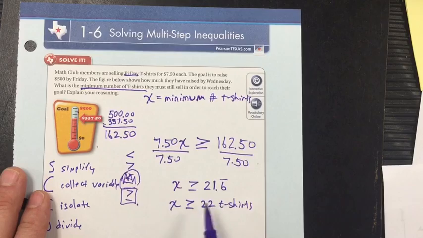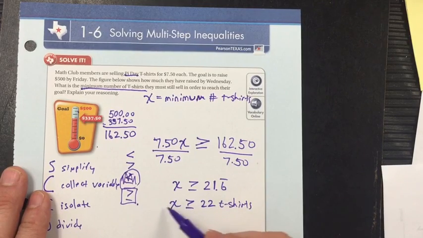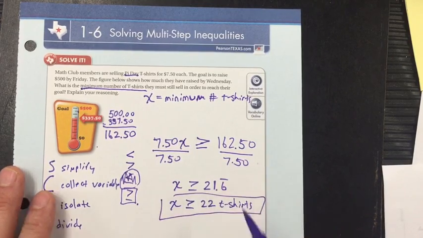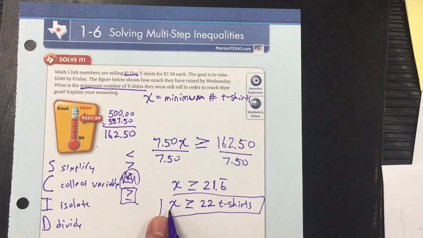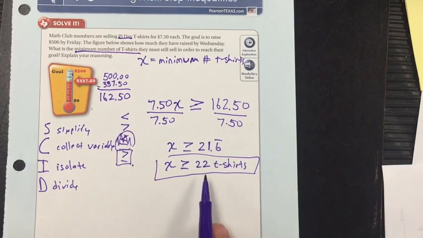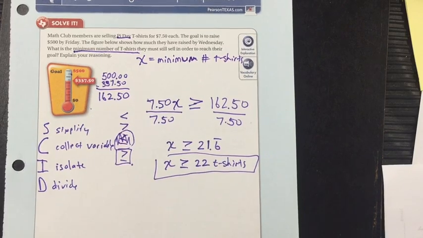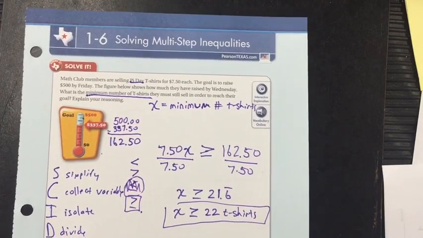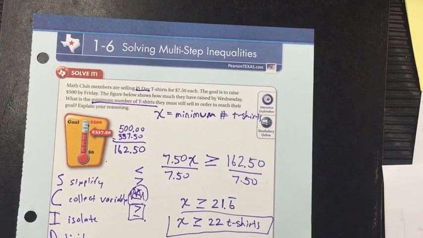All right? So what's the minimum number of t-shirts they have to sell? 22. They have to sell at least 22. Is it okay to sell 23? Yeah. So any number bigger than 22 is okay. But any number smaller than 22 is not okay. 22 exactly, that's okay also. Make sense? Okay, so that is an inequality in a word problem.